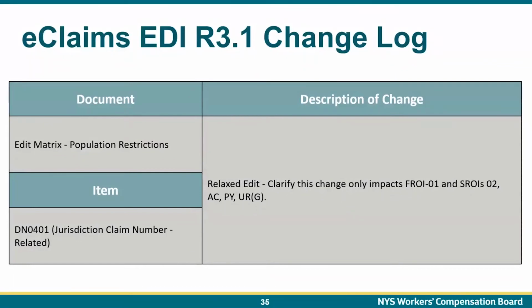Another population restriction change, this one for eClaims change log number 56, and this is for DN 401, jurisdiction claim number related. We relaxed the edit to clarify this change only impacts 401 and SROI 02s, AC, PY, and the UR grandfathered.